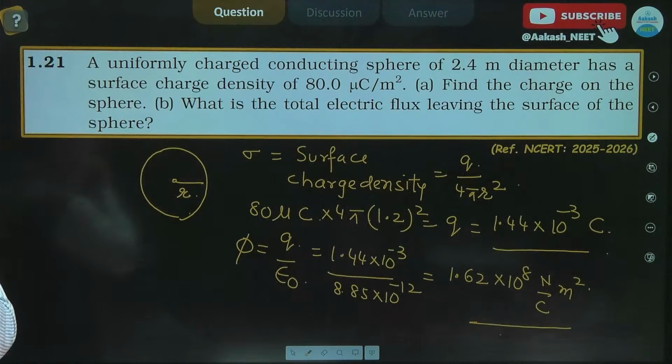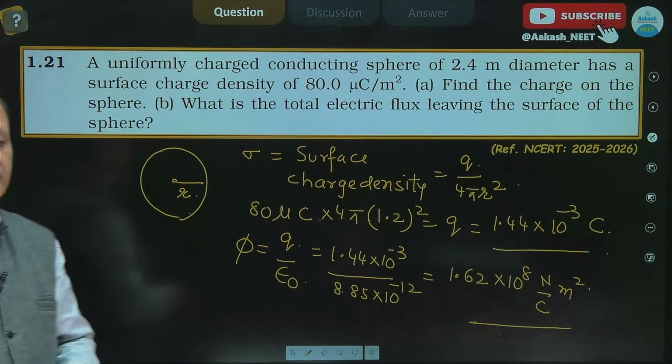Any doubt from this part? Shall we move?